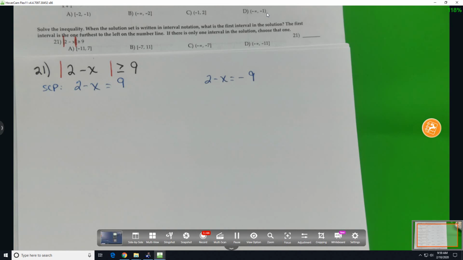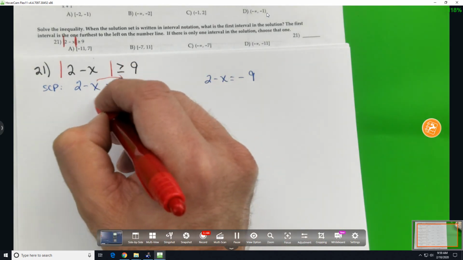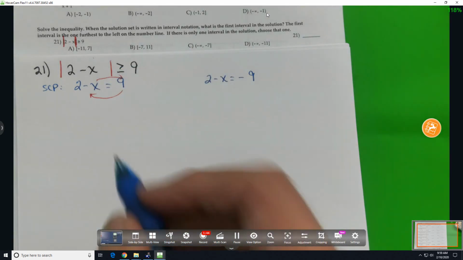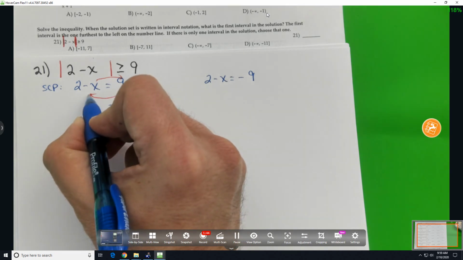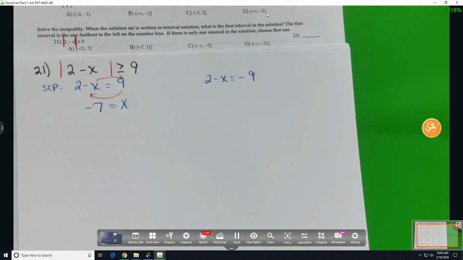And isolate the x. I'm not going to move the 2's, because that wouldn't really isolate the x. There'd still be a negative in front of the x. Here's what I'm going to do. I'm going to move the x over, changing it to a positive x. And then over here, if I move the 9, 2 minus 9, is that a -7?